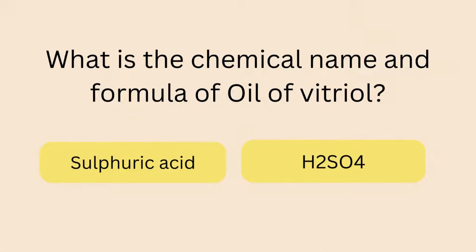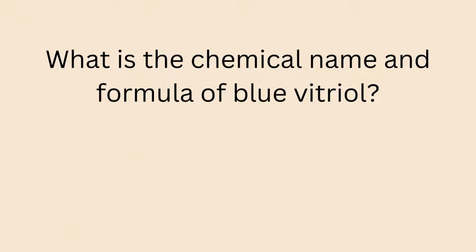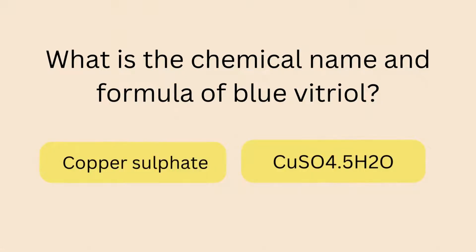Next one. What is the chemical name and formula of blue vitriol? Answer is copper sulfate. So copper sulfate chemical formula is like blue vitriol chemical formula is CuSO4 dot 5H2O. Okay, but this blue vitriol on exposure to atmosphere becomes anhydrous, that is anhydrous white.